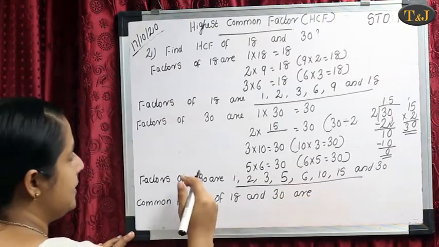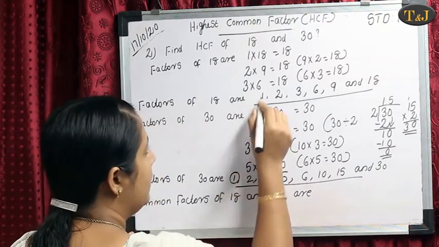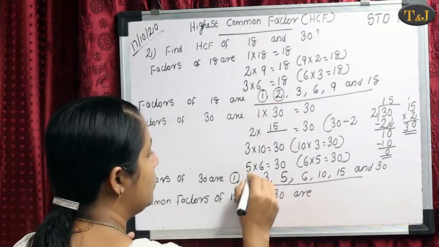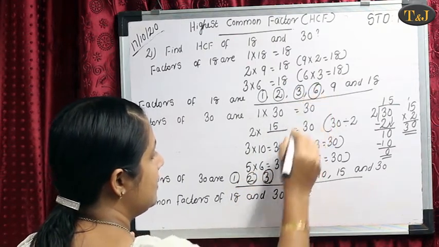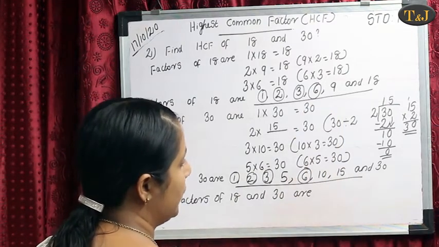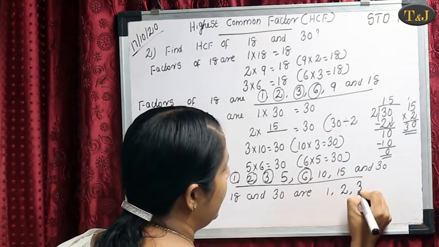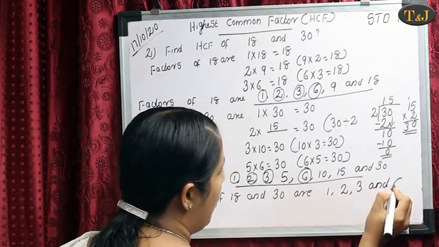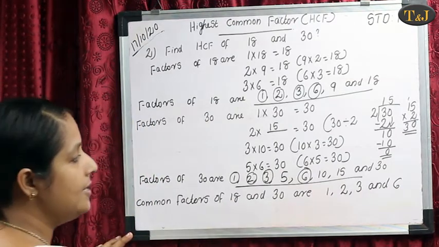in both these numbers 30 and 18, which are the common numbers? Yes, 1. Then here 1, 2, 2, 3, 3, 6, 6. Here 9, no, here no 9. Then 18. There is no 18 in these numbers. So 1, 2, 3 and 6. The common factors of 18 and 30 are 1, 2, 3 and 6.